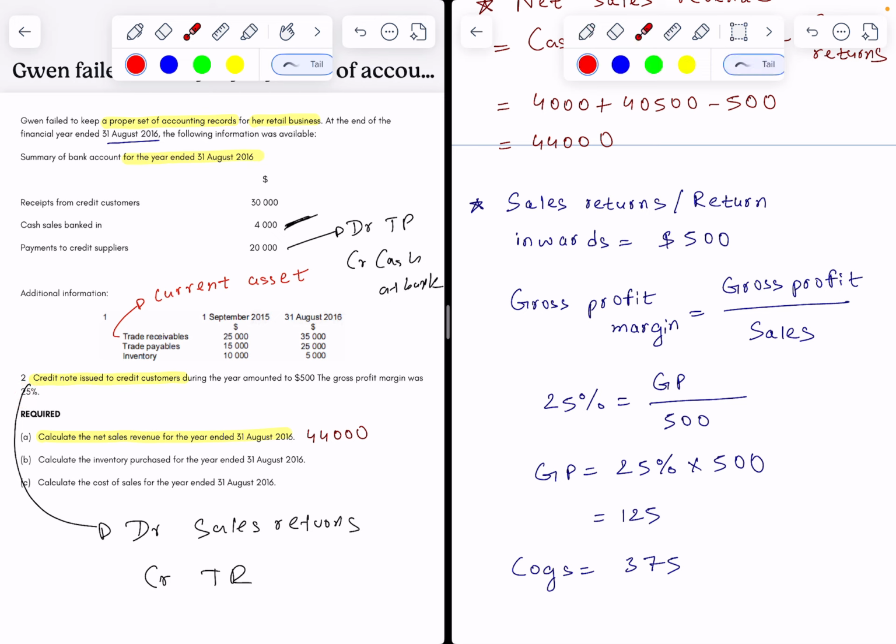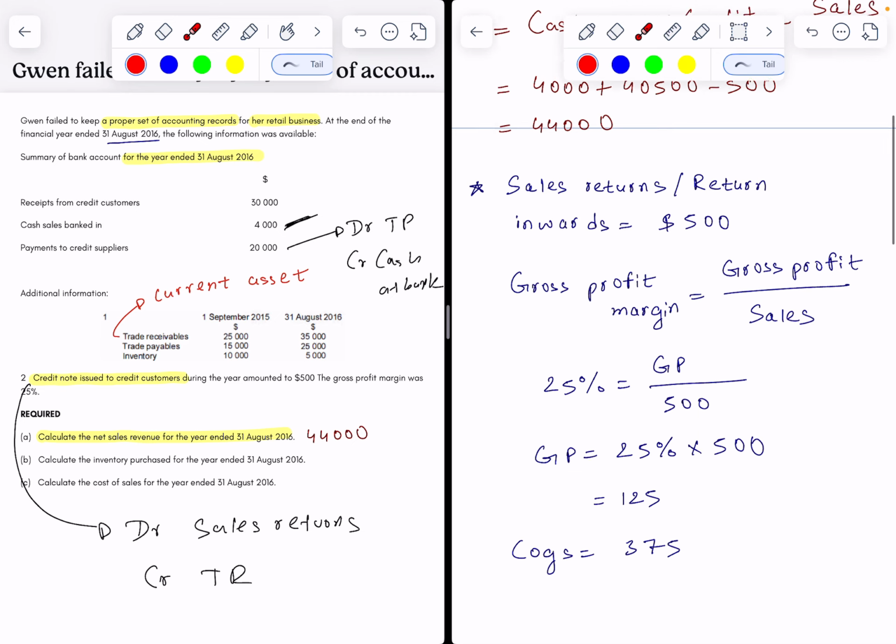So we understand that the sales returns or the return inwards is $500 to begin with. And the gross profit margin can be derived as the gross profit divided by sales, okay? Now, the gross profit margin is given to us as 25%. We already know the amount for sales for the specific inventory which was returned to us, and that was $500. And the gross profit is the missing figure which we look forward to solve using algebra. So it's pretty straightforward. So if you find gross profit, you multiply 25% with 500. That means the gross profit was $125.